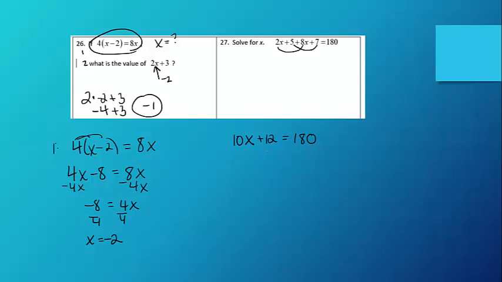And now from here, if I'm solving for x, I know that I'm going to subtract 12 from both sides. So I will get 10x is equal to 168. And then to finish it, we will divide both sides by 10. It will come up to be a decimal. That's no problem, though. We will end up getting 16.8 if you do that division.